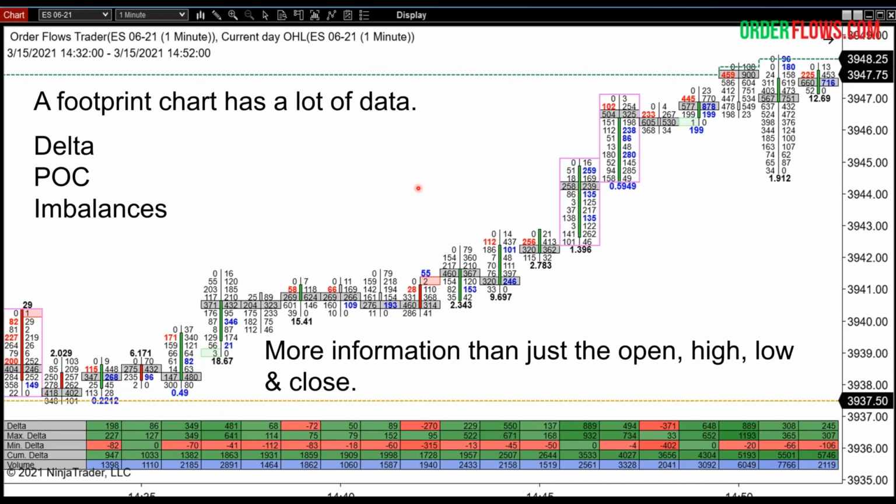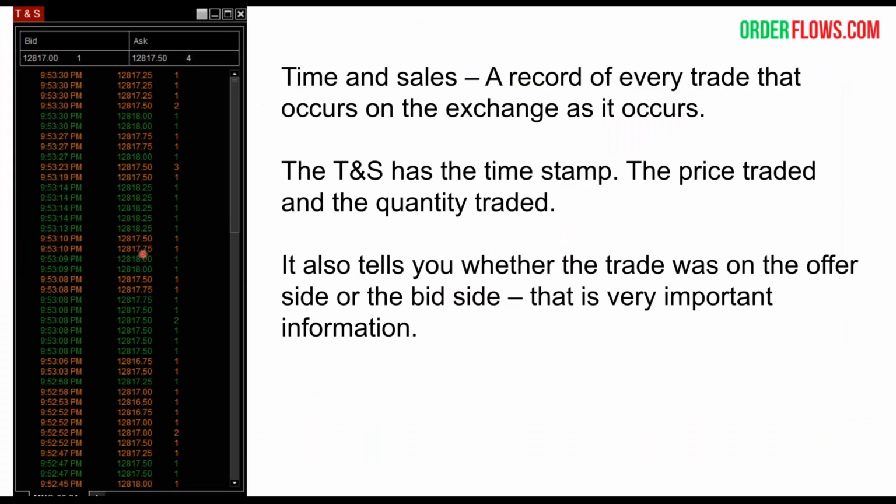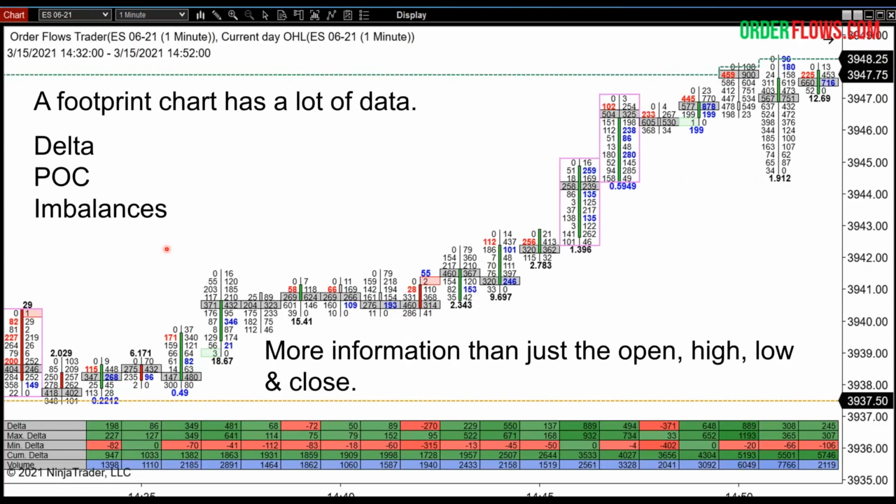Remember earlier on the time and sales, you see different colors. You see orange colors, you see green colors. Well, if it's green or orange, it tells you whether someone is lifting the offer or hitting the bid. And that's going to show up on the footprint chart, as well as other information, such as the point of control, which is the price level in the bar with the most volume.